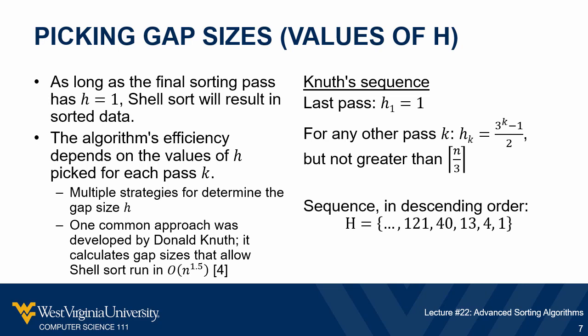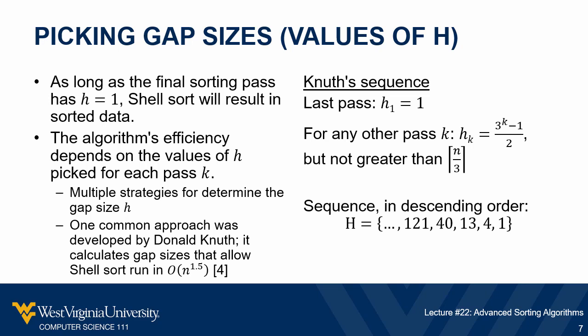One fairly common approach is one that was proposed by Donald Knuth in 1973. His approach provides gap sizes or values of h that will allow shell sort to run in a worst case of big O of n to the 3/2 or 1.5 power.